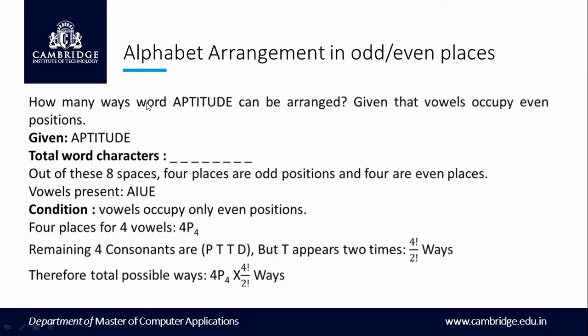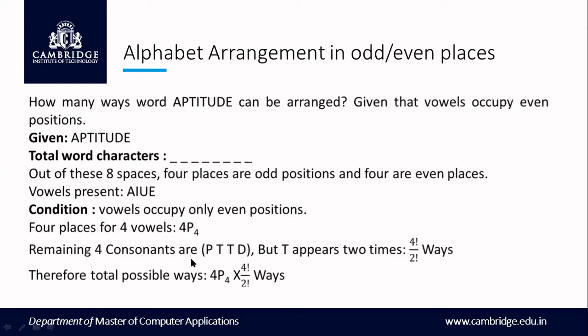See here, how many ways can the word APTITUDE be arranged, given that vowels occupy only even positions? The word APTITUDE has 1, 2, 3, 4, 5, 6, 7, 8, totally 8 characters. Out of these 8 places, 4 are odd positions and 4 are even positions. How many vowels are present? A, I, U, E, there are 4 vowels. The condition is vowels occupy only the even positions. Therefore, 4 places for 4 vowels, the possibility is 4P4.